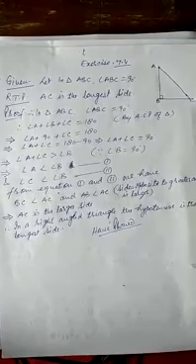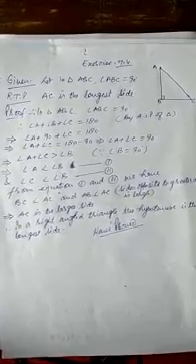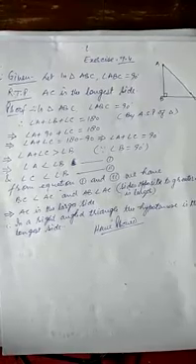It is already given. Therefore, we can say angle A plus angle B plus angle C is equal to 180 degrees. How do we know? By the angle sum property of a triangle. Implies that angle A plus angle B equal to 90 degrees. So angle A plus 90 plus angle C equal to 180 degrees, which gives us angle A plus angle C equal to 180 minus 90, which implies angle A plus angle C is equal to 90 degrees. That means angle A plus angle C is greater than angle B.